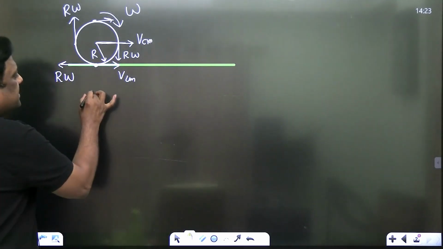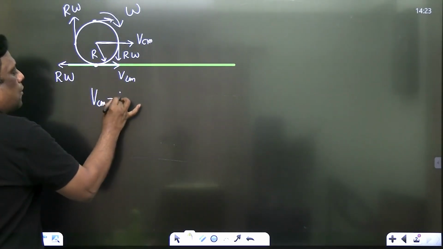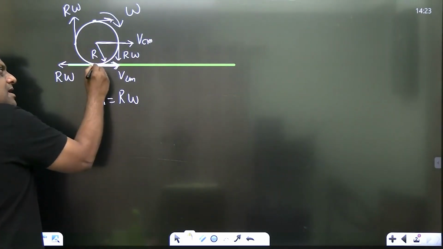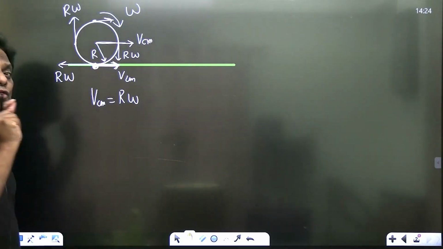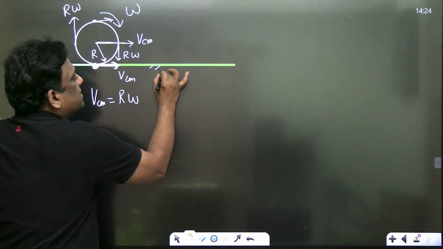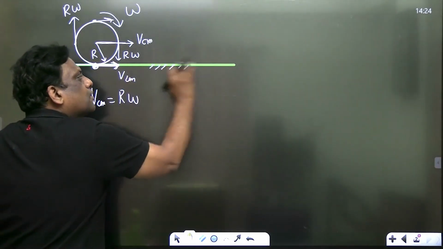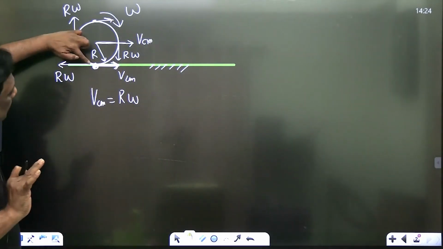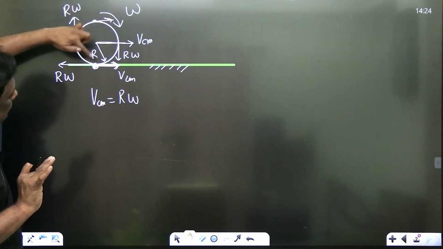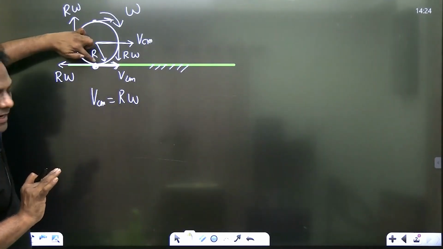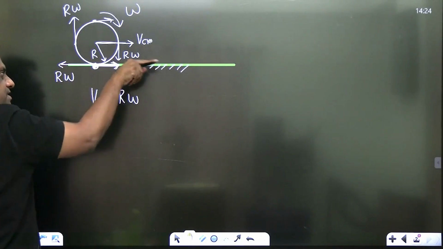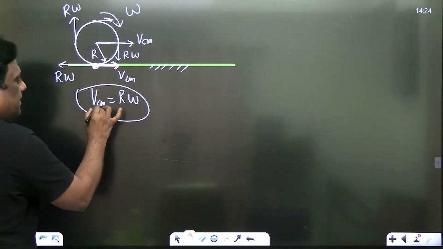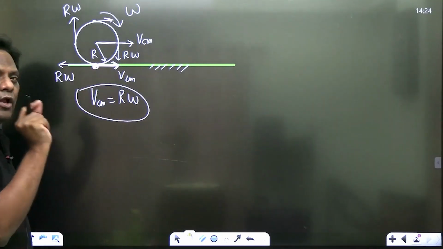Now, if VCM, this linear velocity, is equal to r omega, then at this point, let this contact surface be stationary. What will be the velocity of this point which is at the contact? This is r omega, this is VCM. If both are equal, I am not saying they are always the same, but if they are equal, now at this point, the net velocity is 0.